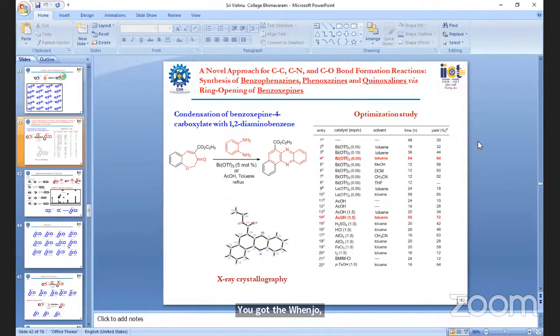That means the ring is opened. The 7-membered ring is opened, and again it is cyclized, giving a 6-membered ring, that too having the dinitrogen. That means it is a very good reaction to give a novel heterocyclic compound. A 7-membered ring can be converted to another 6-membered heterocycle by using bismuth triflate. Other reagents we used, lanthanum triflate, acetic acid, sulfuric acid, could not give better yield except acetic acid and bismuth triflate. Bismuth triflate gave 84% and acetic acid gave 72%. So we found that bismuth triflate is the best catalyst for this transformation.